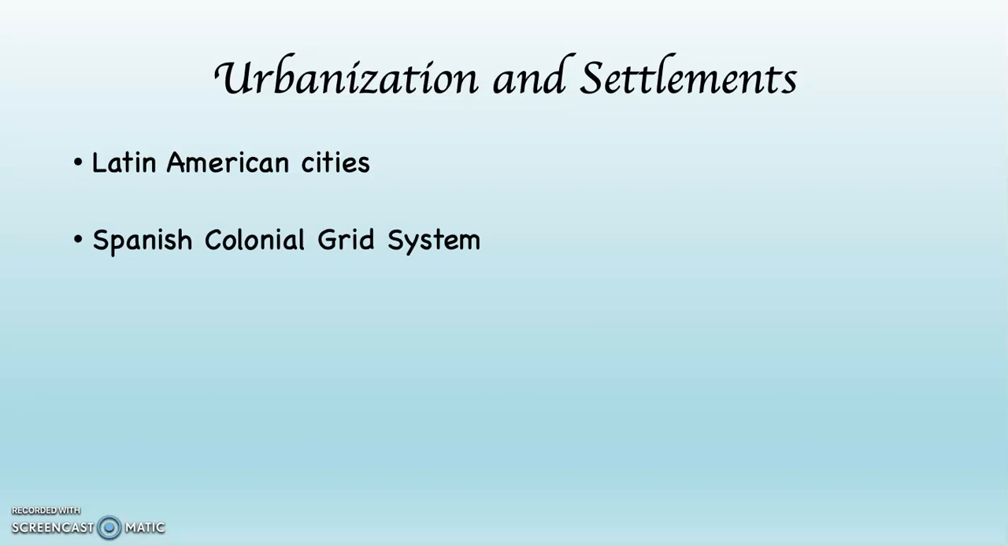And one of the things the Spanish did was, to most cities in Latin America, they applied what is commonly called the Spanish colonial grid system. And this is exactly what it is. It's a grid pattern. So north-south, east-west running streets that intersect at right angles.